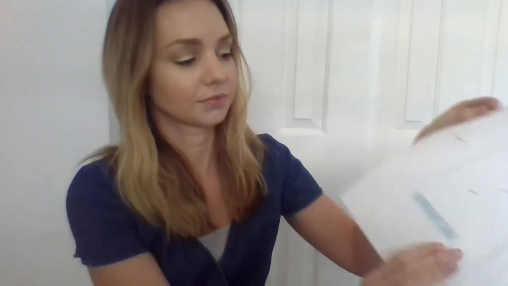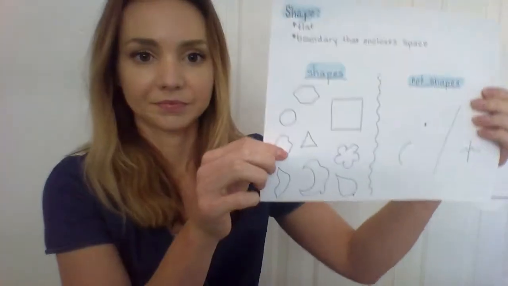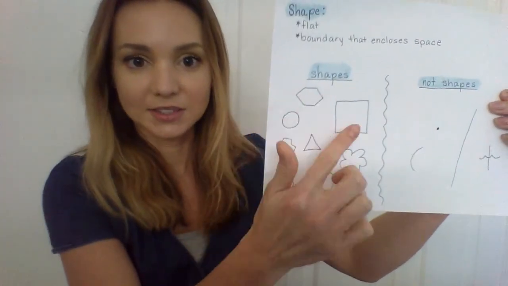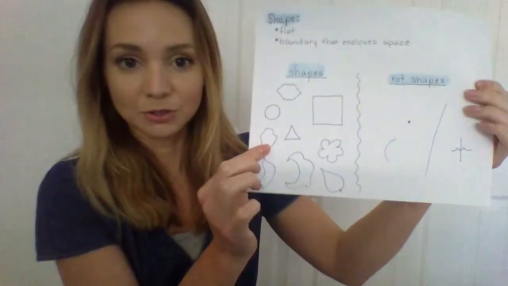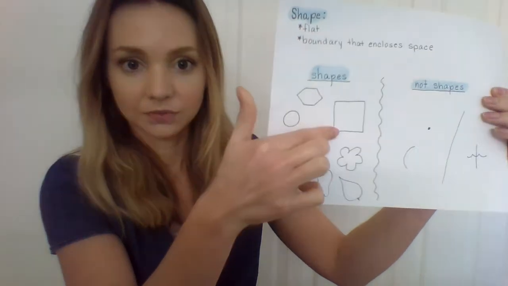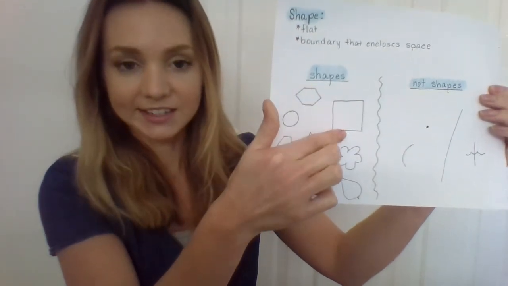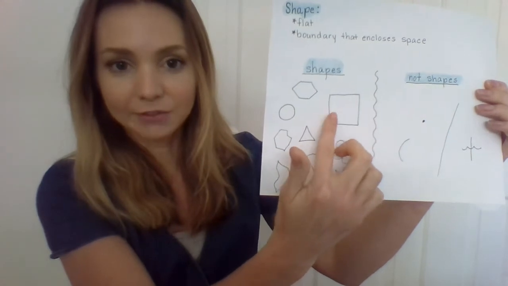So, for instance, this is not a shape because it's not flat. See how it is three-dimensional? But here we have some flat shapes. They're not three-dimensional. They're only two-dimensional. They go up, they have a height, and they also go side to side. They have a width, but they don't have any depth.